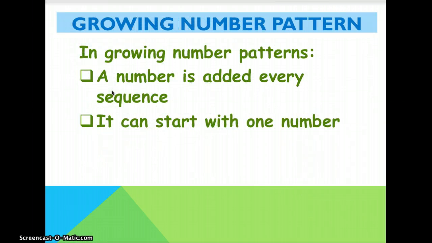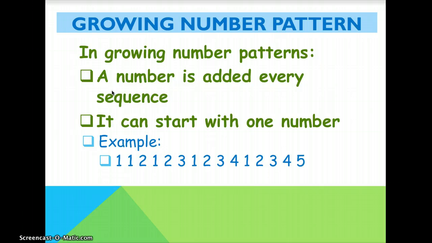Just like the repeating pattern, a growing pattern can be made up of numbers. This pattern can start with just one number, such as this example. It goes 1, which is the original sequence, and then the next sequence is 1, 2, and a 2 was added to the original sequence, and then you take that sequence and state it again, 1, 2, and then you add another object or number in this case, and that's 3. So it goes 1, 1, 2, 1, 2, 3, 1, 2, 3, 4, 1, 2, 3, 4, 5.